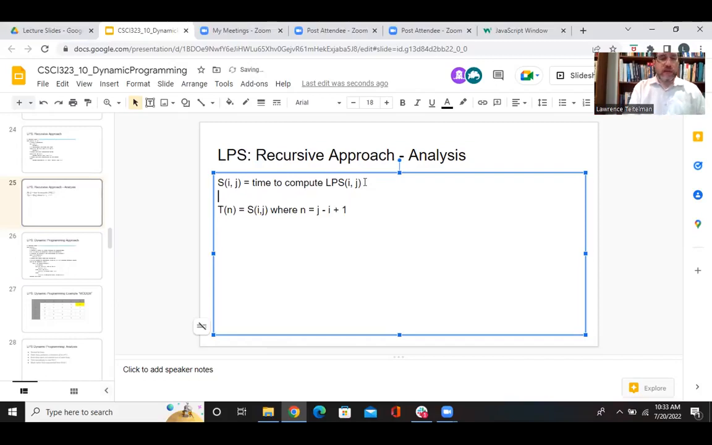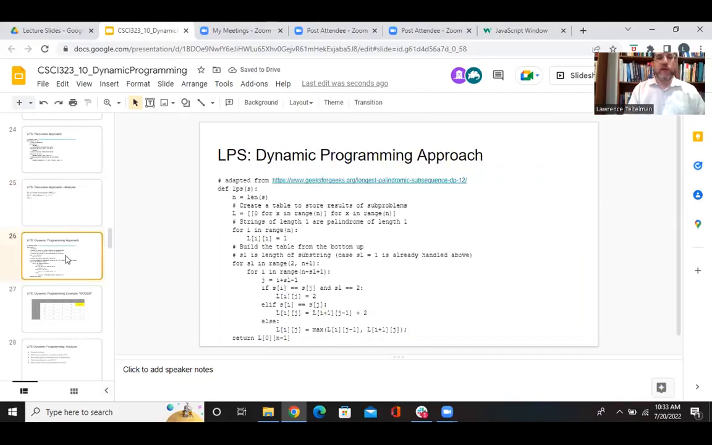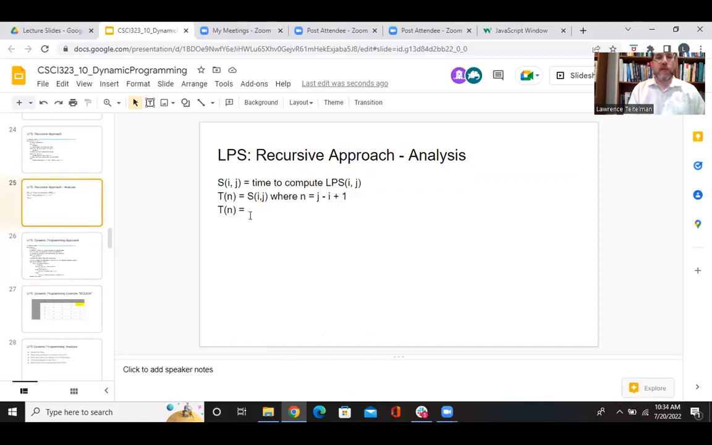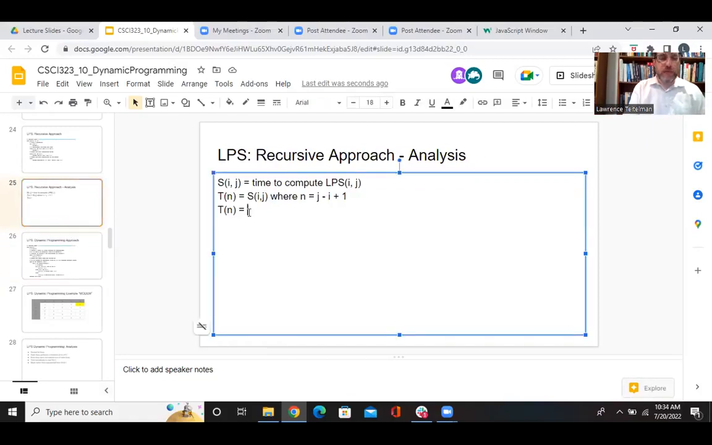So what is S of ij? Let's do it this way. What is T of n equal to? Let's go back to the work that's being done. I need to compute the two subproblems. I have one subproblem that's half the size. I'm sorry, not half the size, one less. So it's like a divide and conquer with a decrease and conquer. And I have another subproblem.